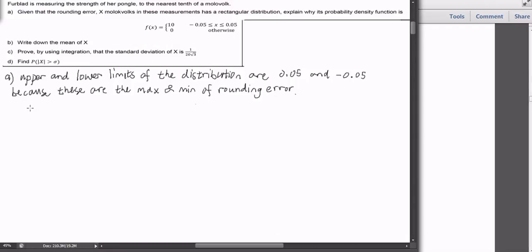So we can use that, so we can say f of x equals 1 over b minus a, where these are a and b, which is 1 over 0.05 minus minus 0.05, and that's 1 over 0.1 equals 10.